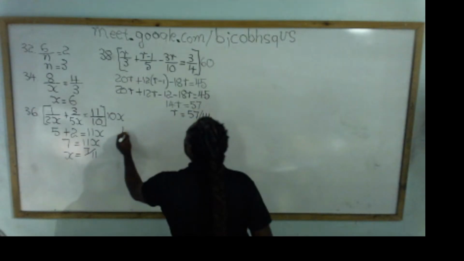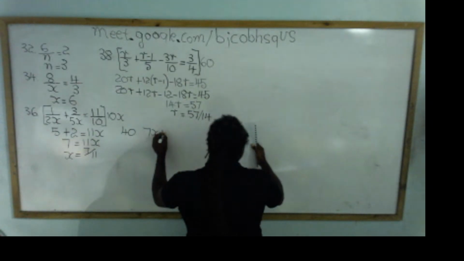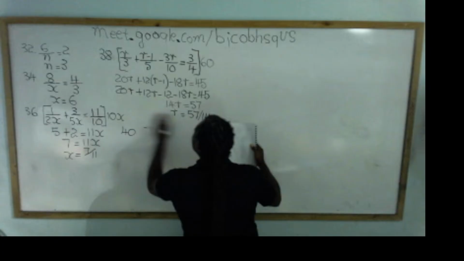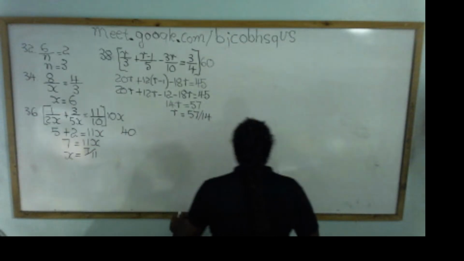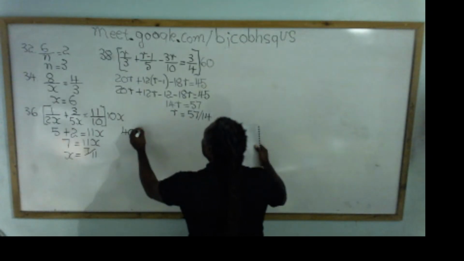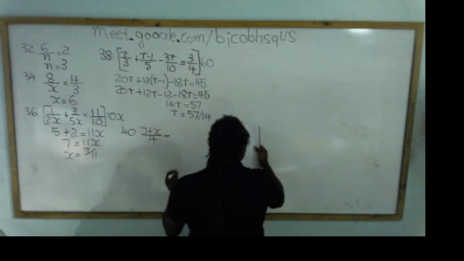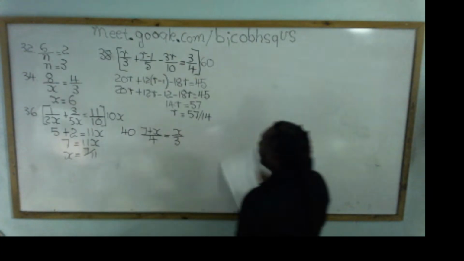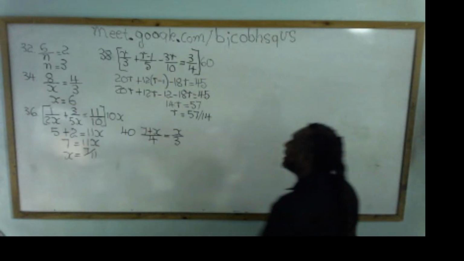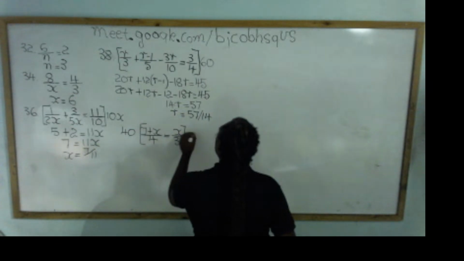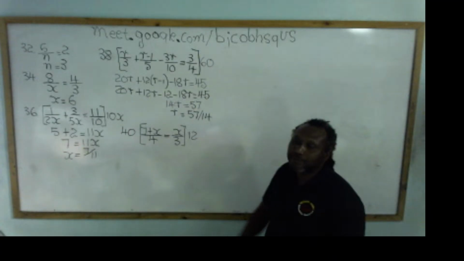Finally, number 40. 7x plus, no, it's not 7x. 7 plus x over 4 is equal to x over 3. That's nice. We're going to multiply by 12. This solution may be simplified by the fact that we're just going to have one fraction on either side, so we don't have to use brackets.